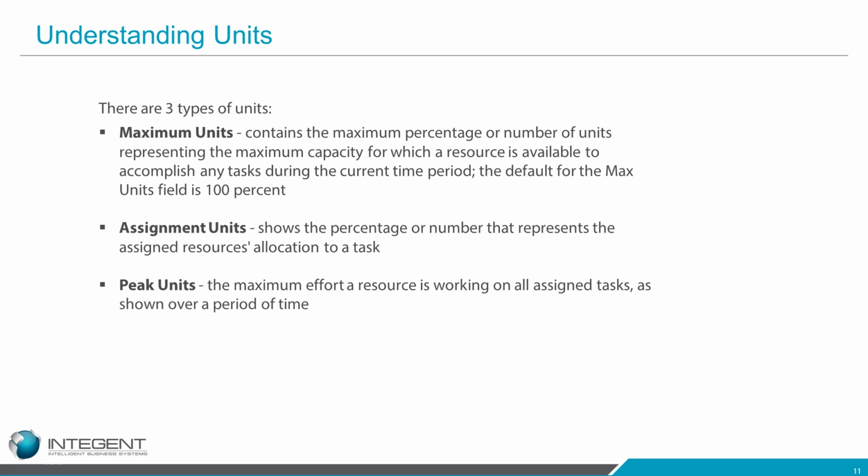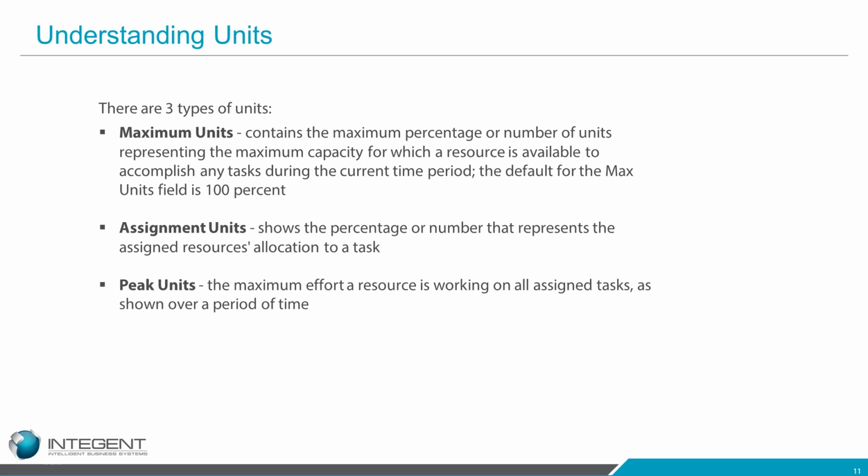And the difference between these is maximum units are what is entered into the enterprise resource pool. So when the administrator creates a brand new resource or adds somebody to your enterprise resource pool, there is a field for maximum units. If they set this at 100%, that means that when you put this person on your project team and assign them to tasks, Project makes the assumption that this person is 100% dedicated to performing the task on your project plan. So they're available 8 hours a day to complete the task that you assign them to.